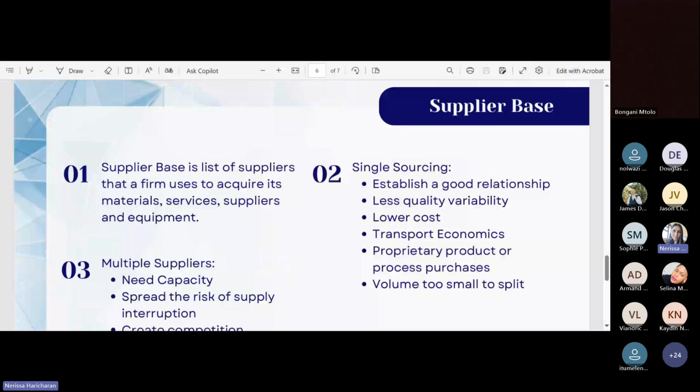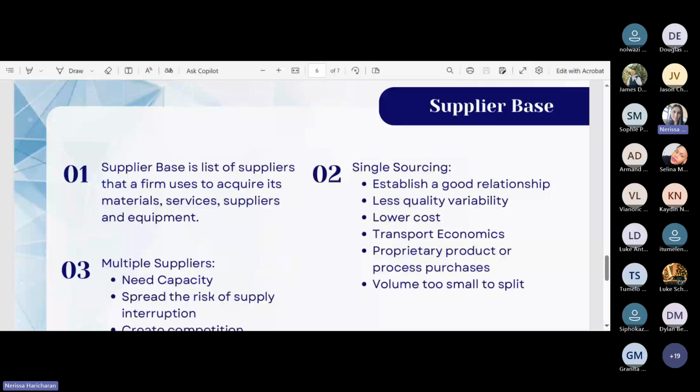So you have very little quality variability. Lower costs: if you're buying from one supplier, you have economies of scale, so you have a lower purchase cost per unit. Single sourcing also avoids duplicate fixed costs, especially if your component or product uses expensive material. So having a single supplier allows you to have a lower cost per product.